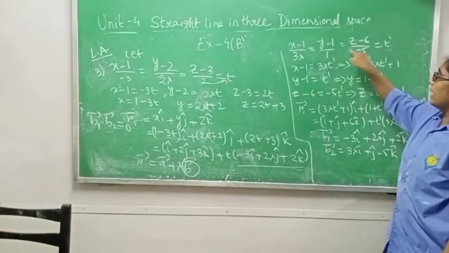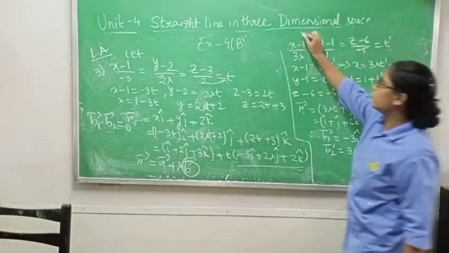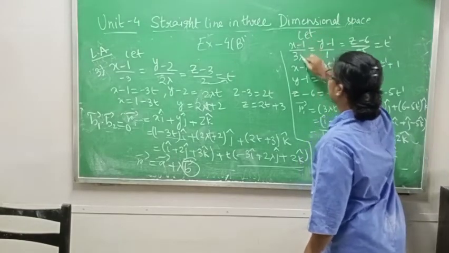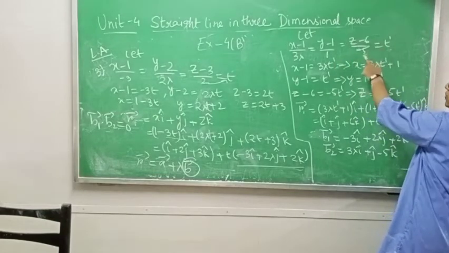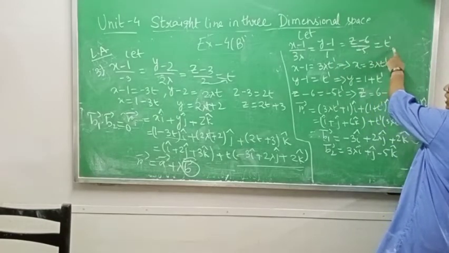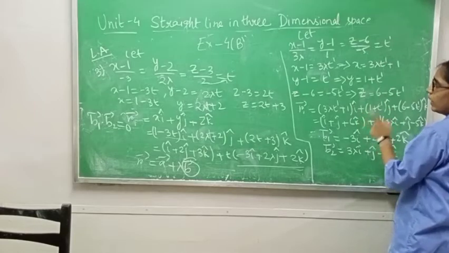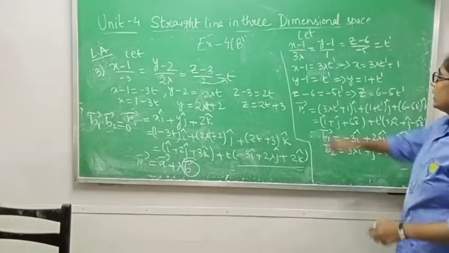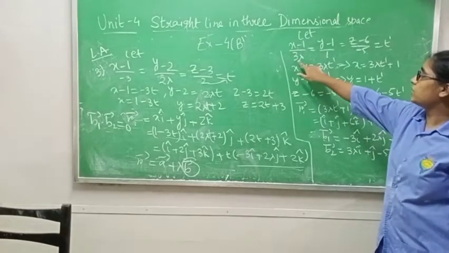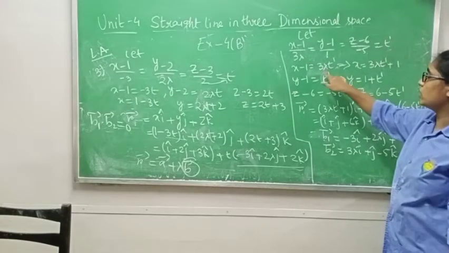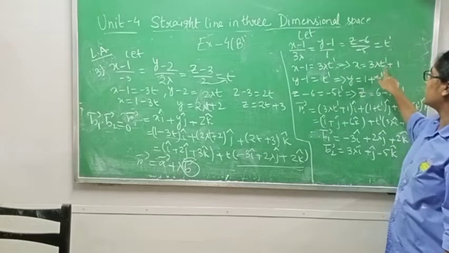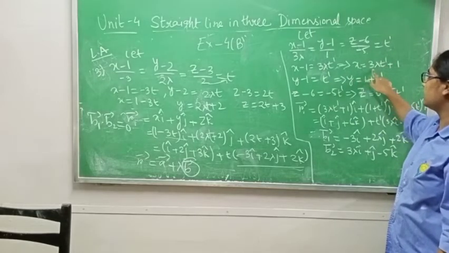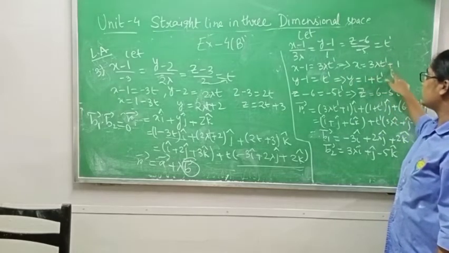Now the second line is this one. So I am taking the left: x minus 1 by 3 lambda equals y minus 1 by 1 equals z minus 6 by minus 5 equals t dash. Now again I will get the x value, y value and z value. For x, 3 lambda will multiply with t dash. It will give you 3 lambda t dash. Now minus 1 will come to this side, it will become plus 1. So x value we are getting 3 lambda t dash plus 1.